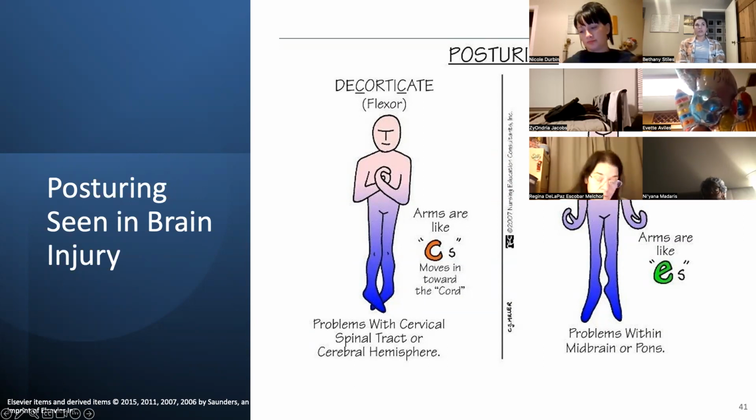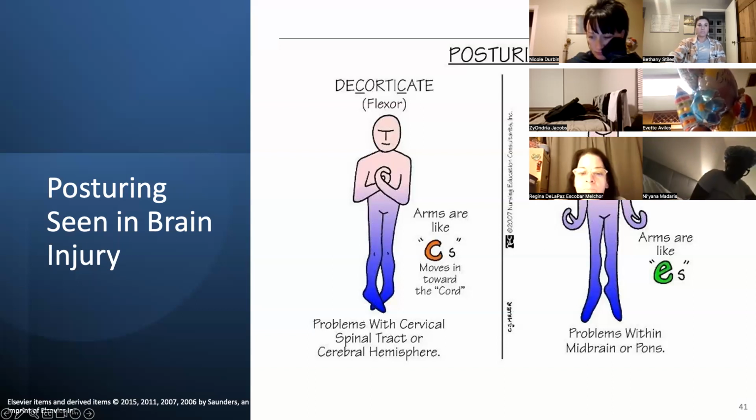Decerebrate posturing, which is our extensor posturing, our arms are going to be turned out like E's. Those are going to be problems within our midbrain or pons. So that's how you tell them apart, whether they're C's or E's.